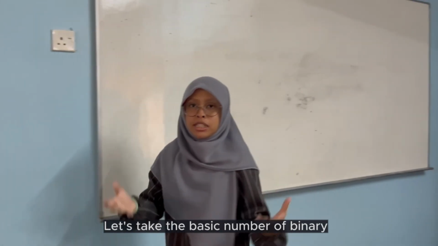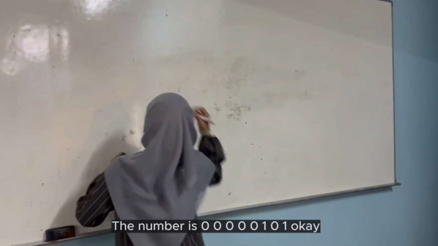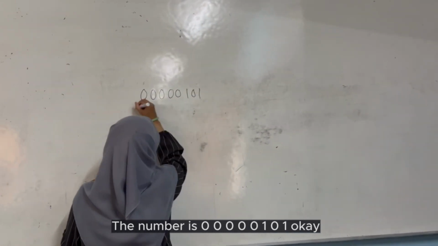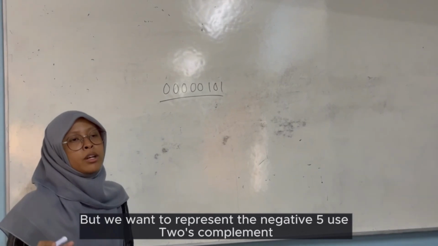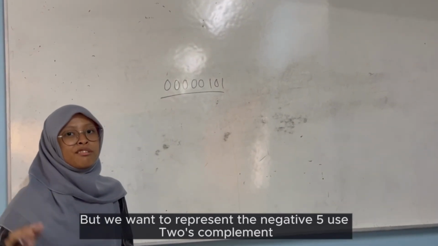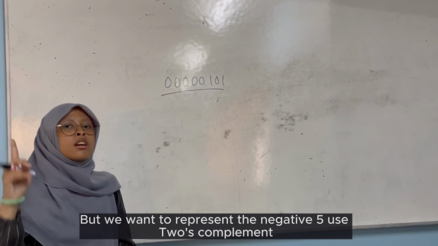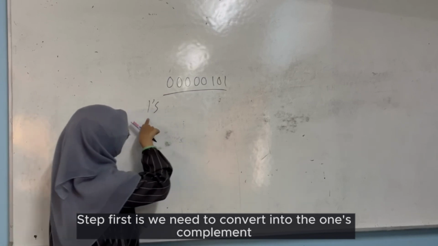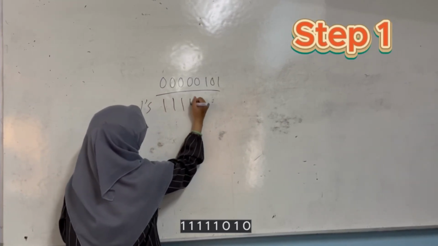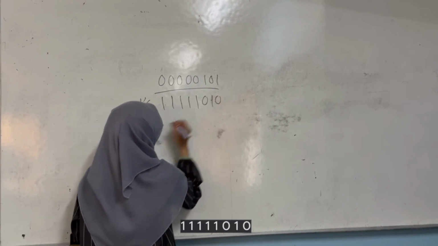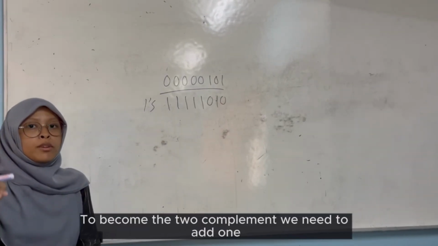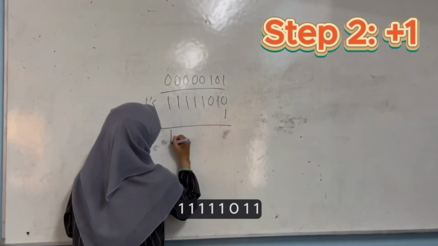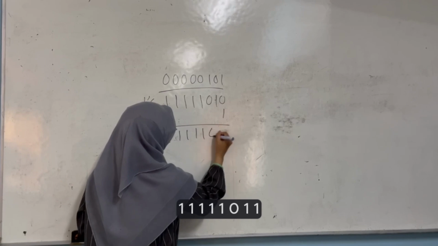Let's take a basic binary number. The number is 0, 0, 0, 0, 0, 1, 0, 1. Okay. In decimal it is 5, but we want to represent negative 5 using 2's complement. The first step is to convert it into the 1's complement: 1, 1, 1, 1, 1, 0, 1, 0. Okay. To become the 2's complement, we need to add 1. We add 1: 1, 1, 1, 1, 1, 0, 1, 1.